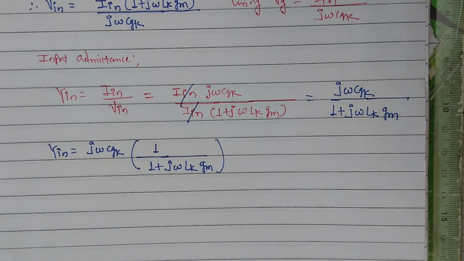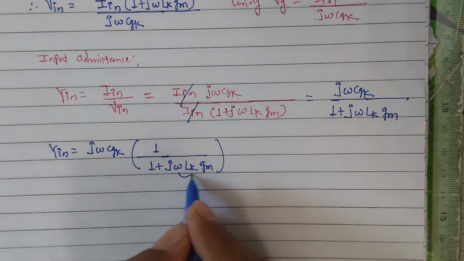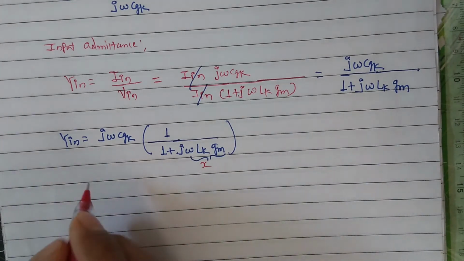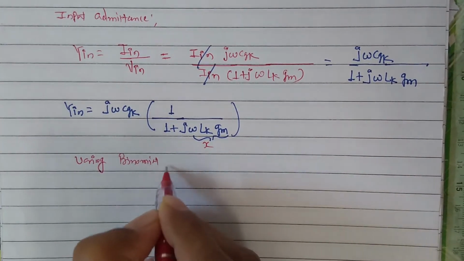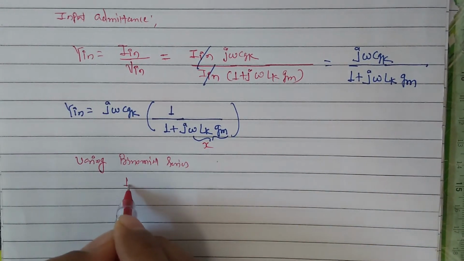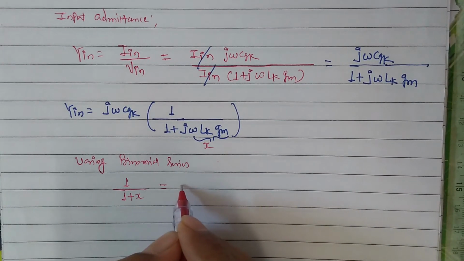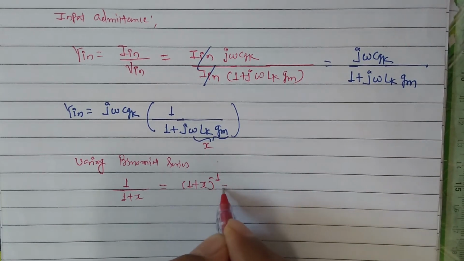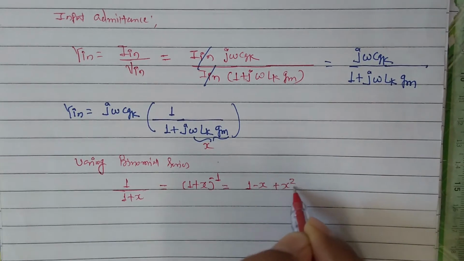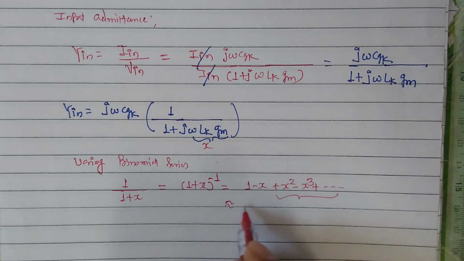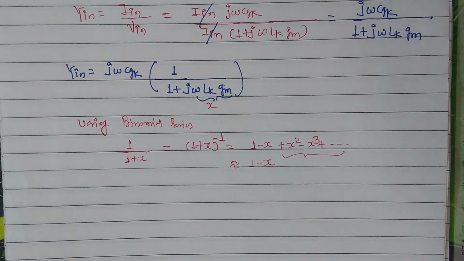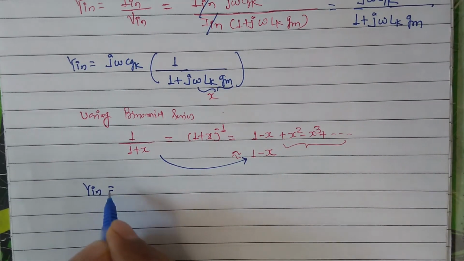Now we have purposely written this equation in this particular form, and omega LK gm is a very small quantity, so that is why we could consider this as x, and we can use the binomial series such as 1 over 1 plus x, which can also be written as 1 plus x raised to minus 1, is equal to 1 minus x plus x square minus x cube, and so on. All these higher order terms can be neglected. So 1 plus x inverse can be approximated as 1 minus x. So here we have 1 upon 1 plus x, so that can be written as 1 minus x.